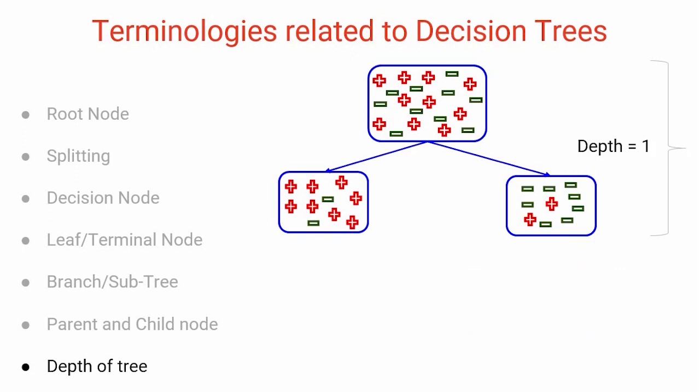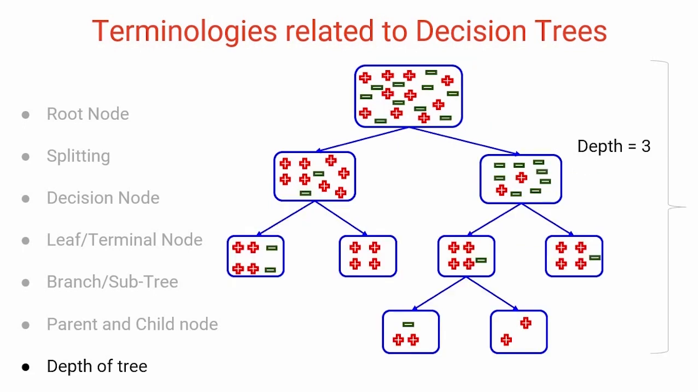What do you think about this? The longest path clearly is only 1 and that's why the depth is 1. Finally, the longest path in this tree is 3 and that's why you can see the depth is equal to 3 there.